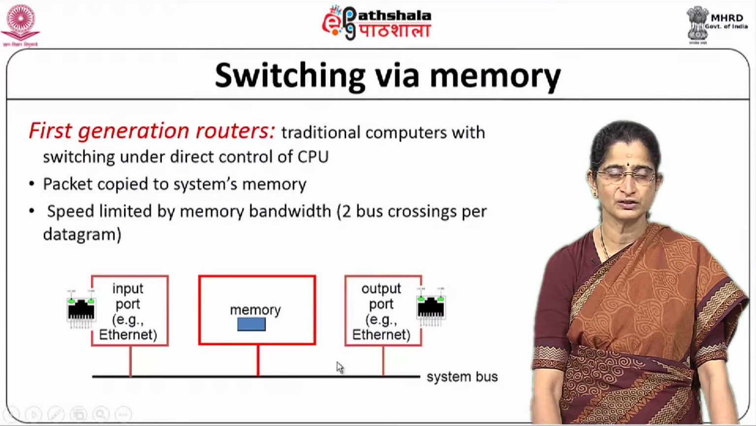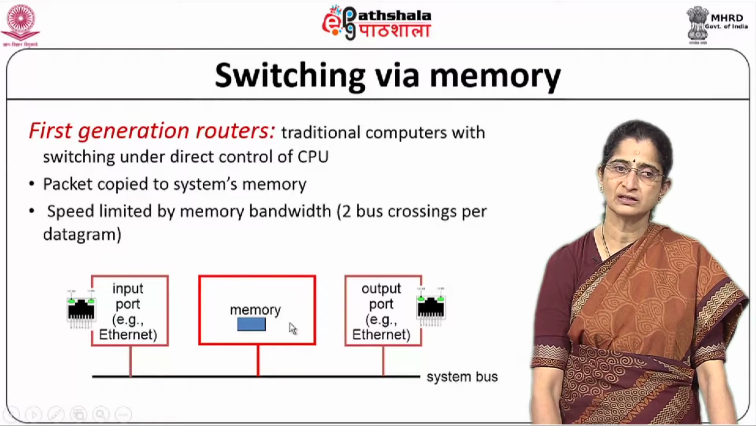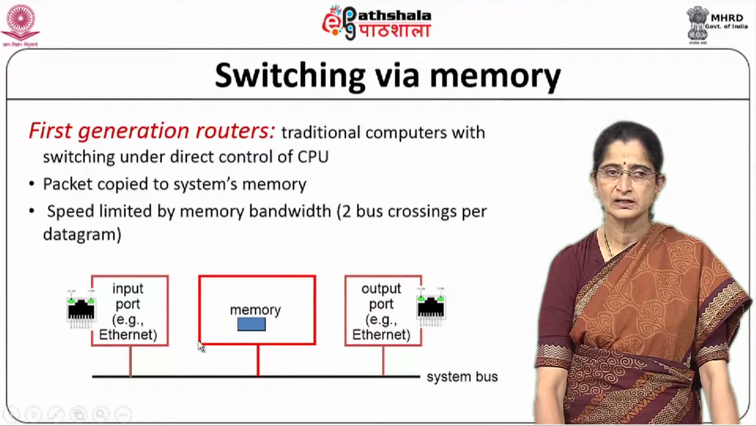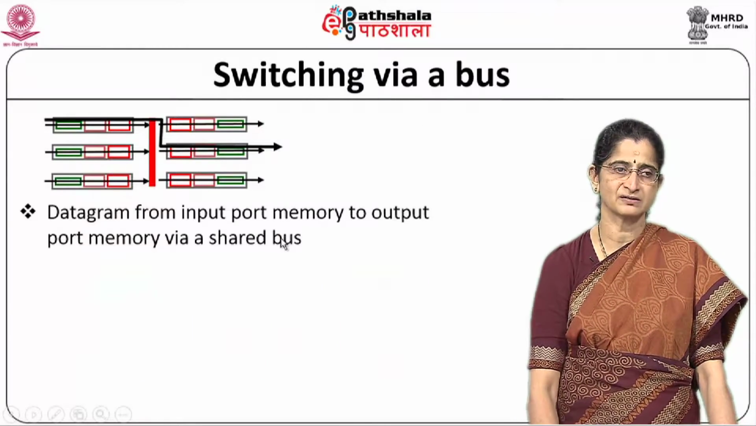So, you have contention for the bus, then you have to worry about how much memory capacity is there. So, those are all the issues that we have to deal with when we look at switching via memory. So, as I said, it is a first generation router. So, it has been replaced by much more sophisticated systems.